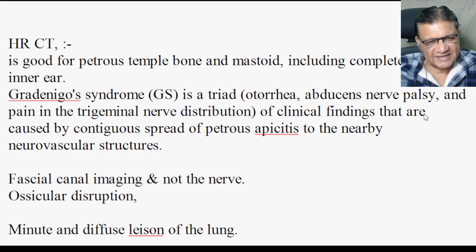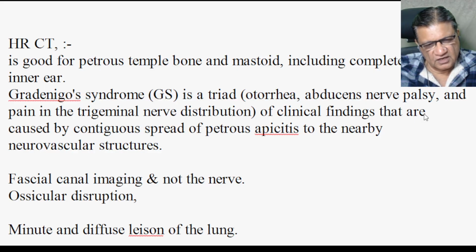Now comes what is HRCT. It is good for petrous temporal bone and mastoid, including a complete middle and inner ear. Now what is Gradenigo syndrome? It is a triad of otorrhea, abducens nerve palsy, and pain in the trigeminal nerve distribution, clinical findings that are caused by contiguous spread of the petrous apicitis to the nearby neurovascular structures.